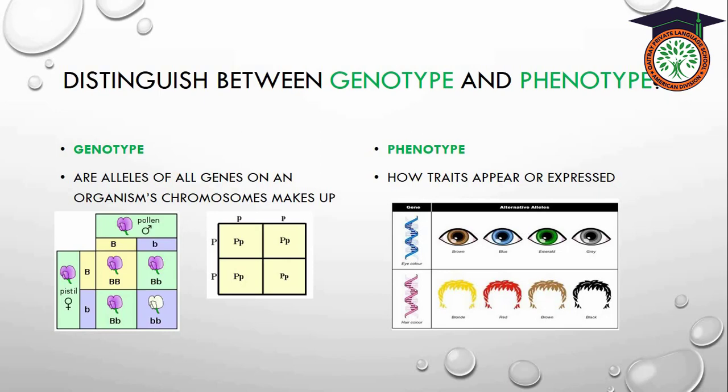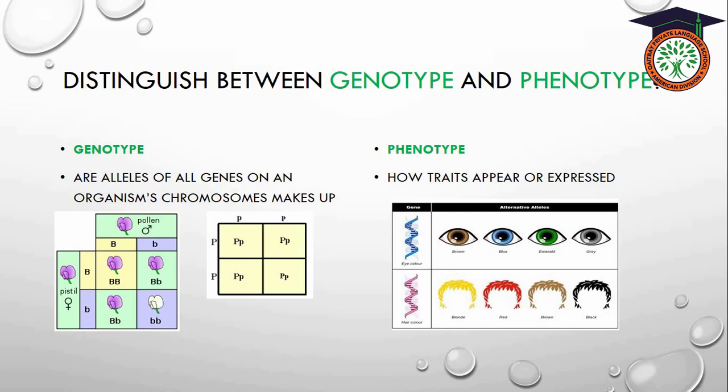Then we will get the offspring: one carrying B capital B capital, which is a pure dominant, B capital B small, which is a hybrid, and B capital B small also hybrid, and B small B small is a recessive character.